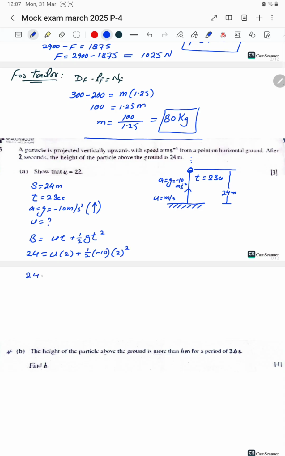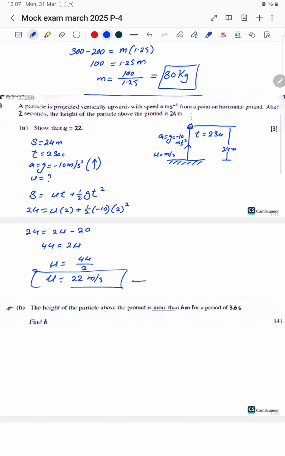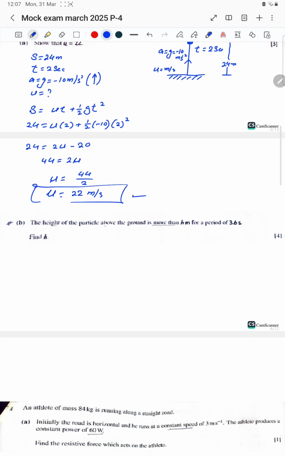So s will be 24, I will replace the values. u we have to find, times 2, plus half times minus 10 times 2 square. So 24 is equal to 2u minus 20. It will be 44 equals 2u. So u will be 44 by 2. So then u will be 22 meter per second. It's a so easy question, 3 marks question. Okay, it's proved. You have to prove this, so it's proved.